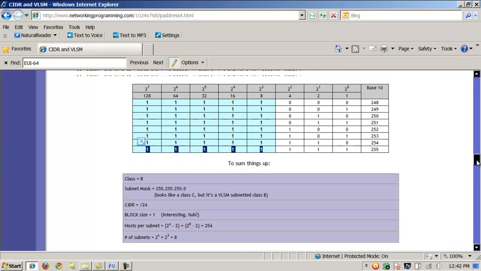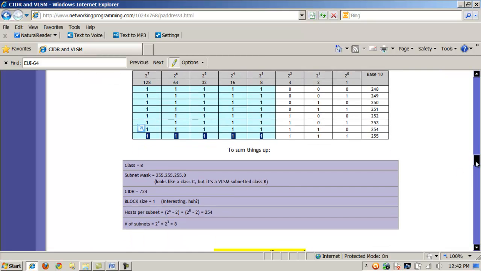So to sum things up, again, let's take a look at it. Our subnet mask would look like a normal Class C, although it's a Class B. Our CIDR notation looks like a Class C, but it's not. It's a Class B. Our block size is 1, a little different, but that's because we're using an entire octet. The whole third byte we've decided to subnet on, all 8 bits of it. So, just like a Class C network, that only leaves us the last byte, the last octet, 8 bits. That means we get 254 hosts per subnet.